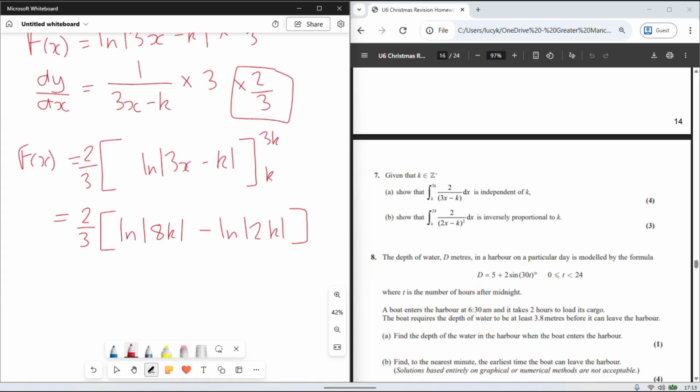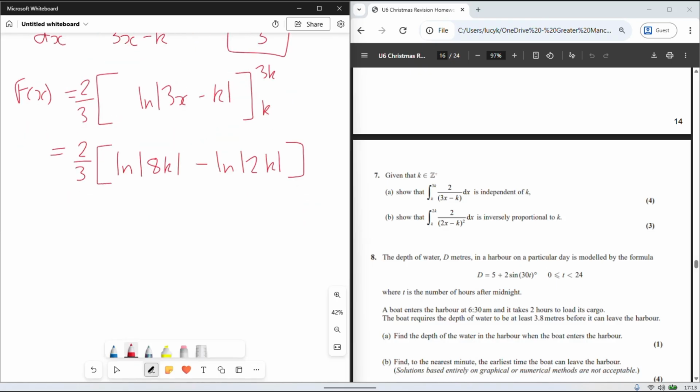And then we can rewrite that. We can rewrite logs if we remember our laws of logs. If it's subtraction, we can write that as a division. So that will become 2/3, and then the natural log of 8k over 2k. Like so, we can rewrite it like that. And then the k's are going to cancel out, and we end up with log of 8 over 2. So that'll just be the natural log of 4. So when we integrate that, we get 2/3 the natural log of 4. So we can see that's independent of k because there's no k in it.